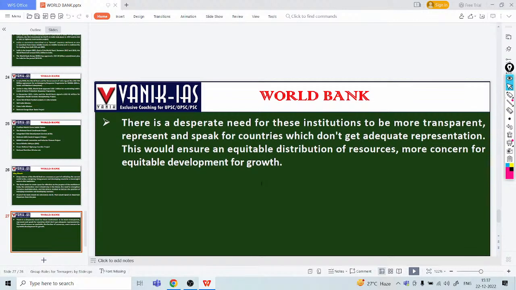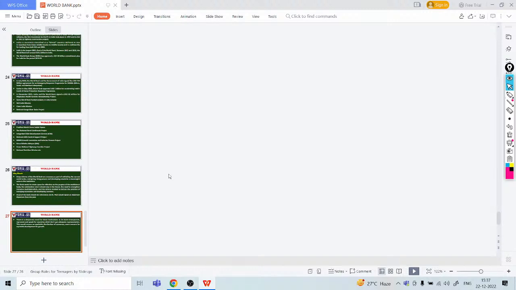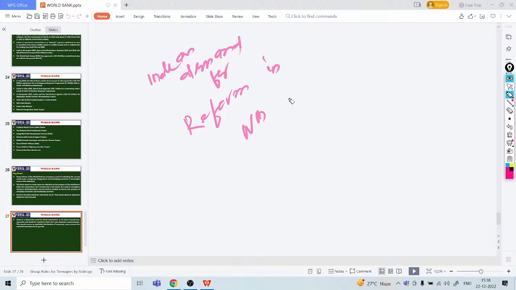There is a desperate need for the institution to be more transparent, representative, and speak for countries which do not get adequate representation. This should ensure an equitable distribution of resources, more concern for equitable development and for growth. So that is the present, and India has been demanding reforms in the World Bank. Okay, what is India's present demand? Reform in the World Bank and IMF both. We'll cover the IMF in the next session.